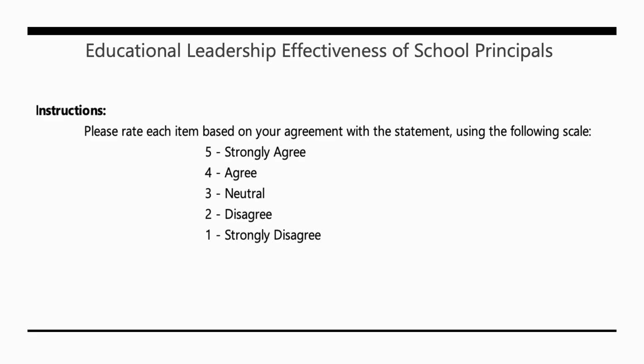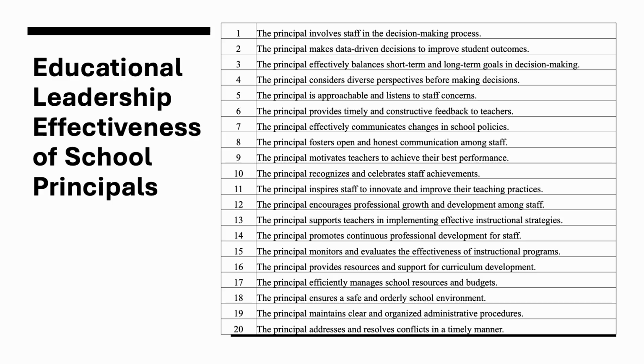The scale ranges from 1 to 5, where 5 means strongly agree, 4 means agree, 3 means neutral, 2 means disagree, and 1 means strongly disagree. Since some items were removed, let's update the codes to reflect the correct numbering sequence of the questionnaire on educational leadership effectiveness of school principals.